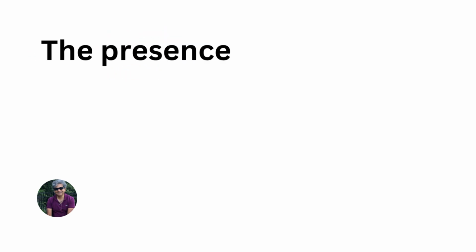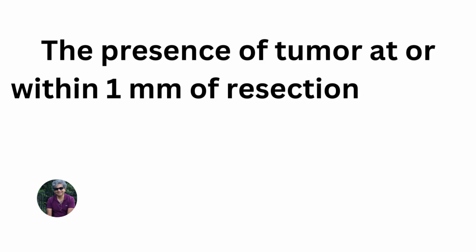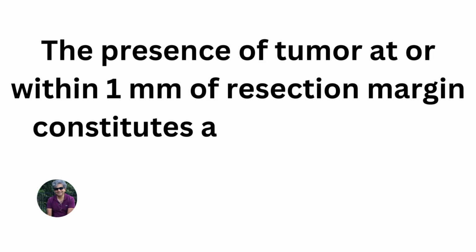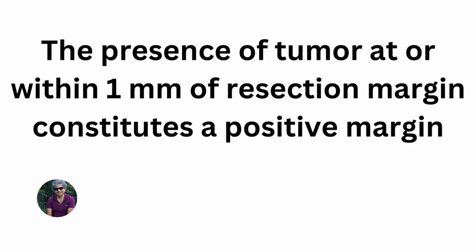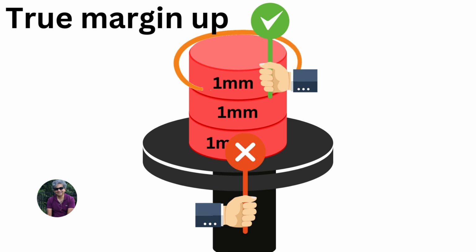And why do I believe that? That is because a positive margin is defined as the presence of tumor at or within 1 millimeter from the resection margin, which essentially means that any tumor, imagine this to be a slice that is 3 millimeter thick, we divide it into 1 millimeter segments. Anything within 1 millimeter of the true margin, tumor present there constitutes a positive margin.